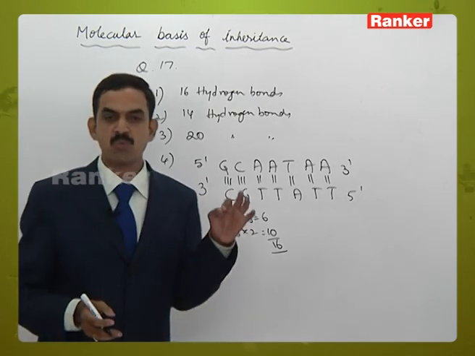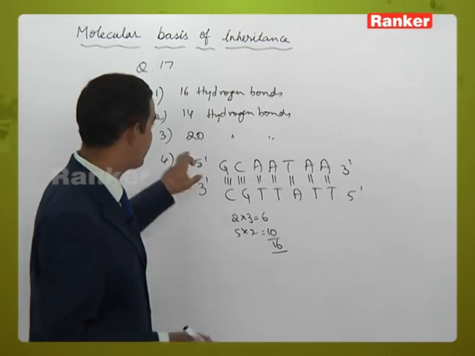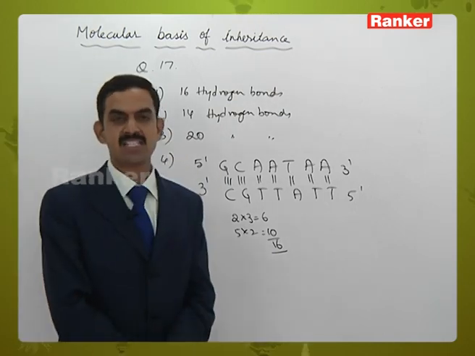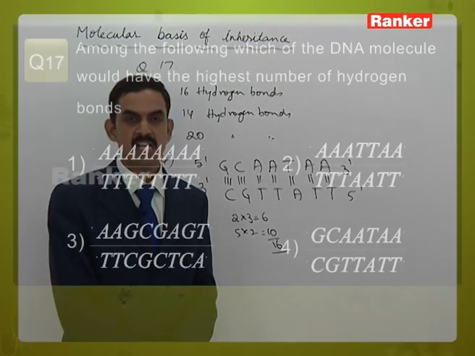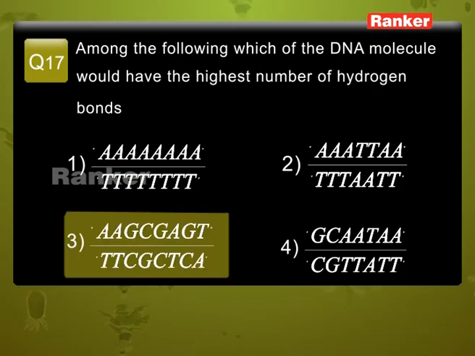So out of those, the one having the highest number of hydrogen bonds is the third one. That is based on the number of G and C pairs and A and T pairs. So question number 17, the correct answer is 3.